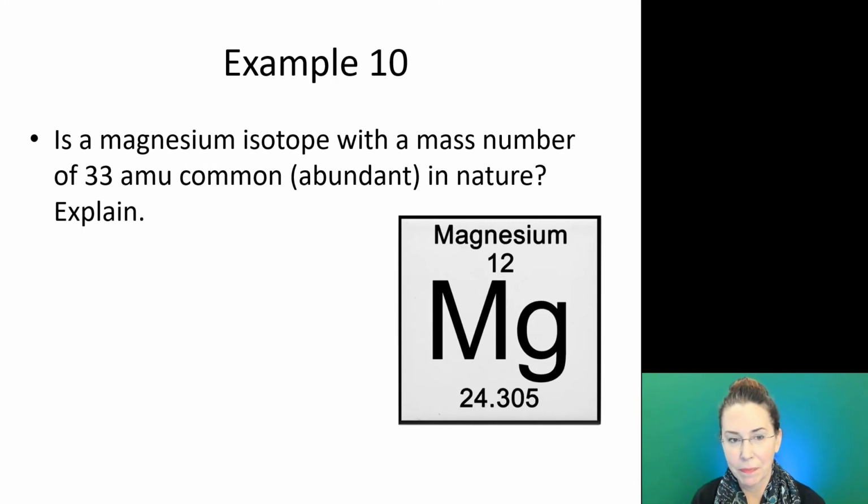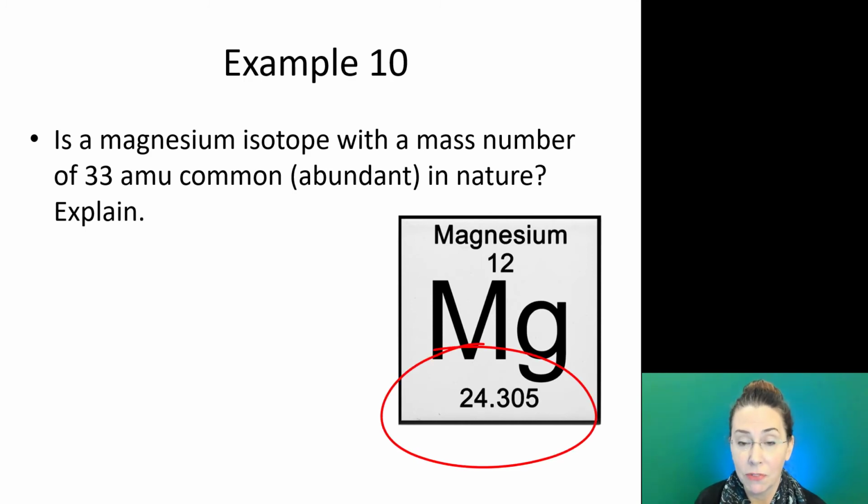Let's look at another example. Is a magnesium isotope with a mass number of 33 AMU common or abundant in nature? Explain. If you said no, this would not be abundant in nature, you are absolutely correct. If we look at the atomic mass of magnesium, it is 24.305. This is very far from 33 AMU, the mass number of this imaginary isotope. A magnesium with a mass of 33 would be exceedingly rare. It would be highly unstable because it would have a very large number of neutrons.